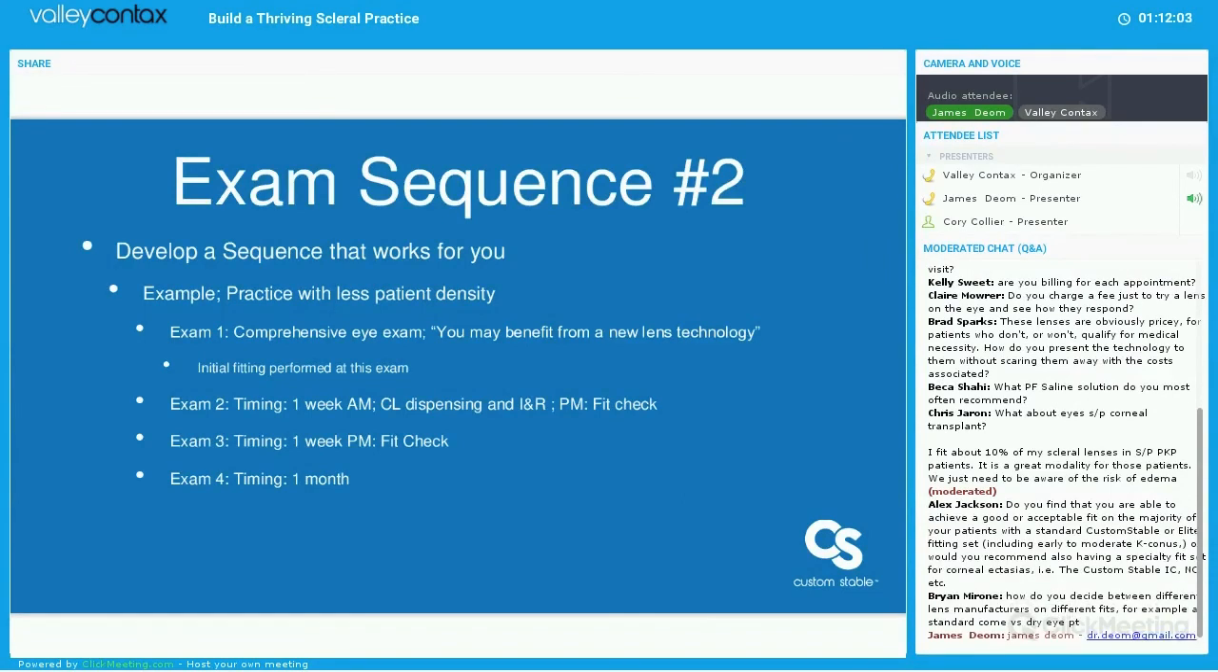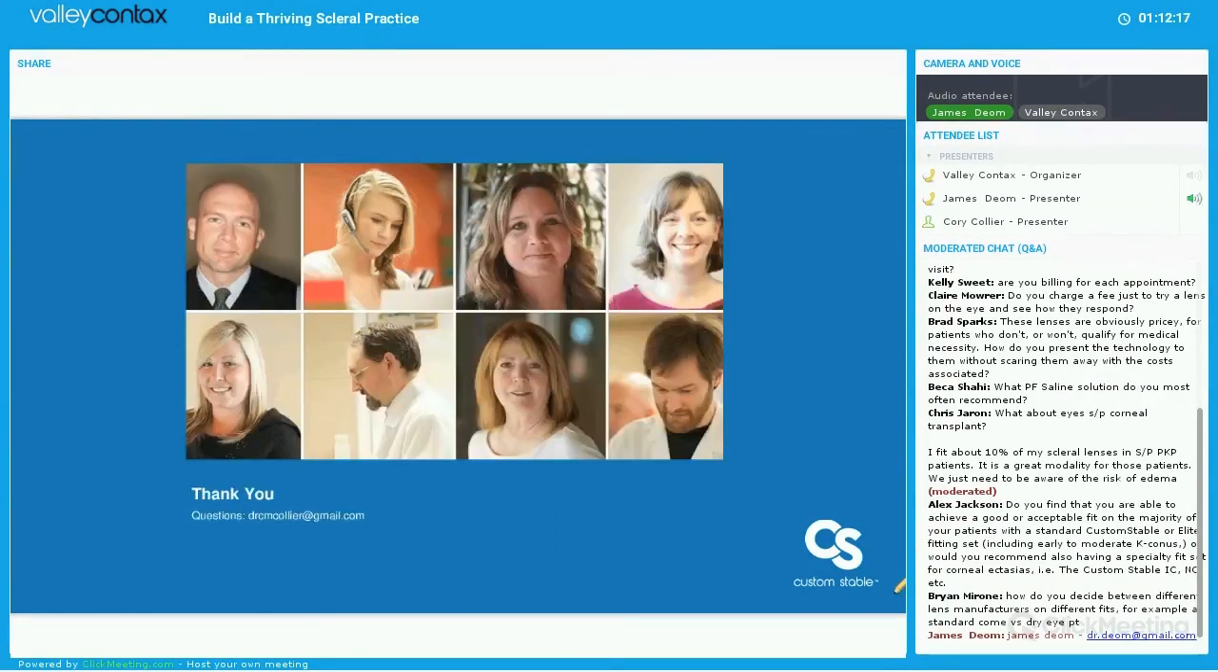I think that both Dr. Deom and I are just truly excited about this lens modality, how much it's made an impact in the population, and if we can help you achieve similar results, we will be very excited with the outcome.